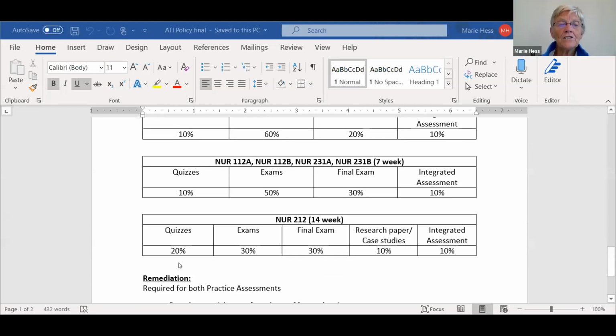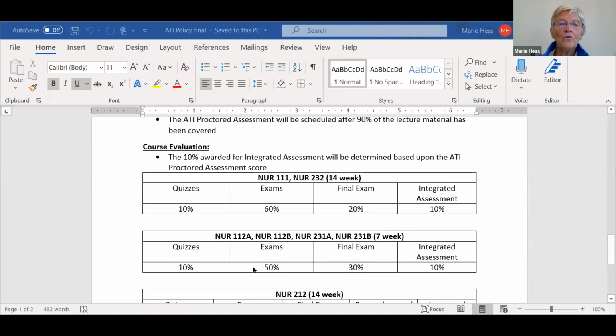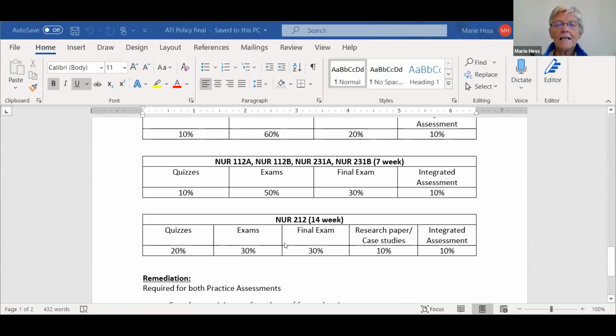And then pharmacology, this is the course evaluation, quizzes, exams, final exam, the ones we just did, and the integrated assessment. Integrated assessment is ATI.